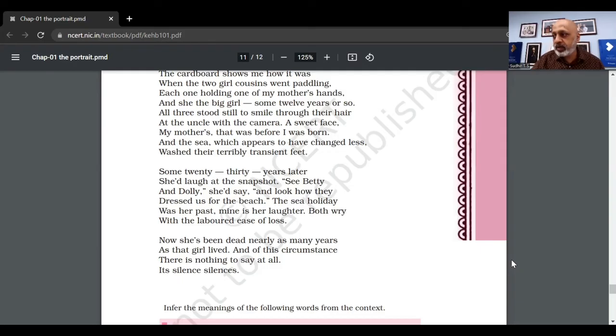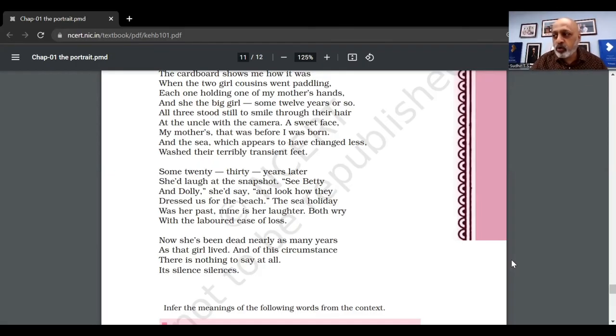Uske bare mein I've explained to you, where an adjective qualifies a noun rather than the thing it is actually describing. It's also an alliteration, as I said. Labored ease of loss. It's an oxymoron, as I mentioned. And the last two lines are both alliteration as well as personification. Silence has been humanized. It has been personified, right? It's also a paradox, because silence agar chuppi hai, to chuppi kisko chup karayegi? Samjhe? You understood? How will silence silence anyone else, right? Because silence refers to the act of being silent. So how can silence silence someone else?